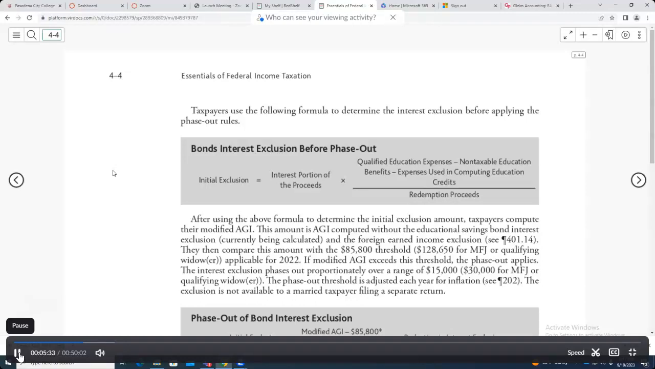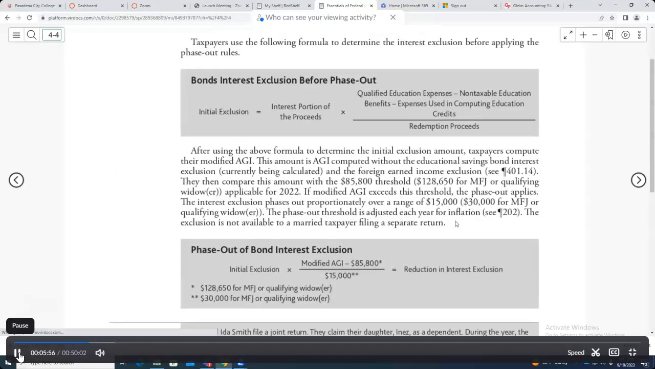Let's say your education expense is $10,000. Out of $10,000, you use $4,000 to apply for the American Opportunity Credit, right? So 10,000 minus 4,000, how much is left? 6,000. Make sense? That 6,000 is the qualifying education expense divided by redemption proceeds. And multiply that ratio with the interest, that is the initial exclusion for the interest out of those bonds. Series EE bonds and I bonds.